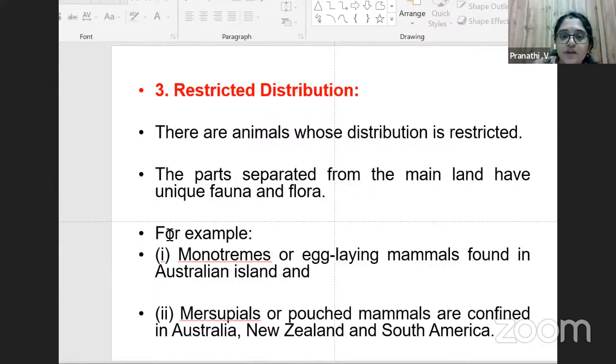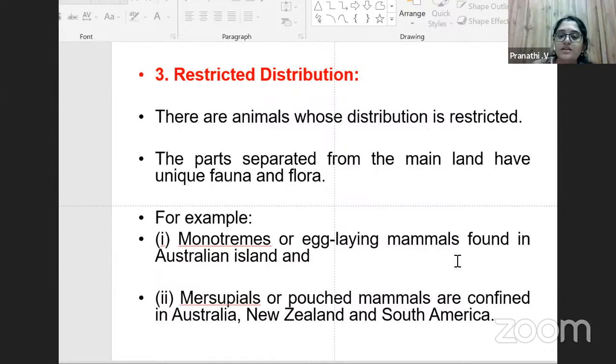When it comes to restricted distribution, for example, they are unique or indigenous only to some areas in the whole world. For example, monotremes. Monotremes are the egg-laying mammals, that is the duck-billed platypus. They're found only on the Australian land. Marsupials or the pouched mammals are confined only to Australia, New Zealand, and South America. These include the kangaroo, the wallaby, and the other marsupials.